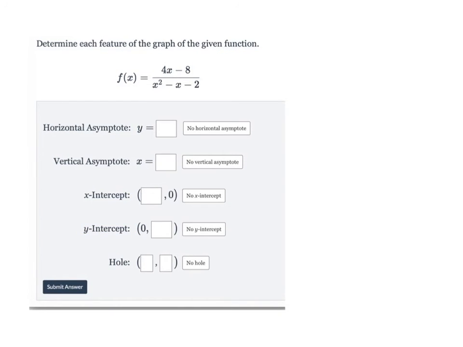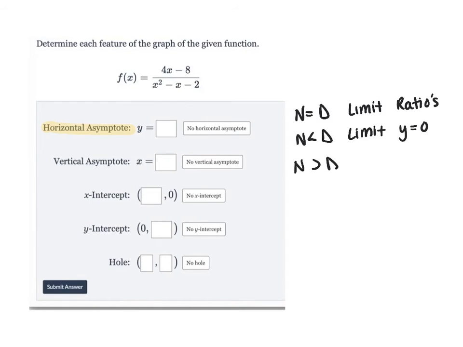Okay, so let's find the horizontal asymptote first. Remember the 3 rules. If the degree of the numerator is equal to the degree of the denominator, then the limit is the ratio of the coefficients. If the degree of the numerator is less than the degree of the denominator, then the limit is the line y equals 0.